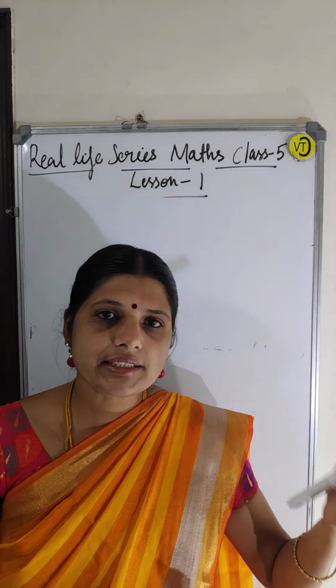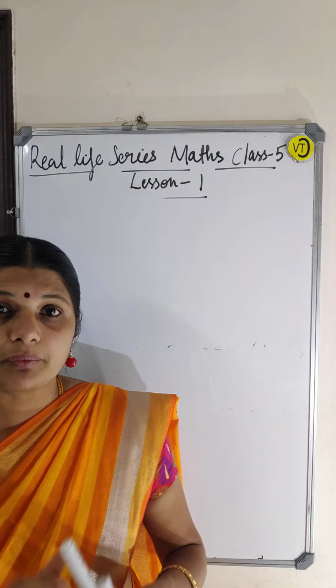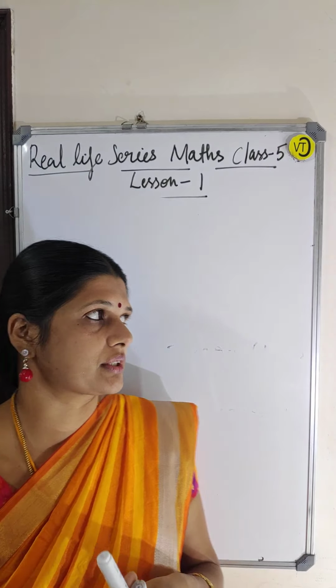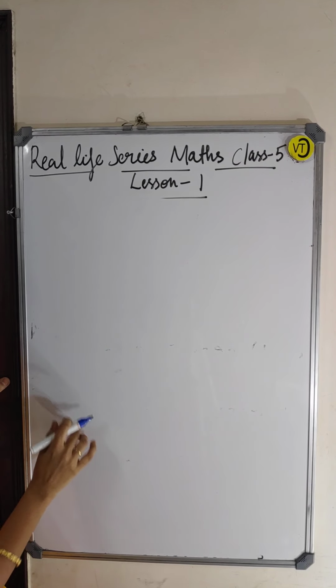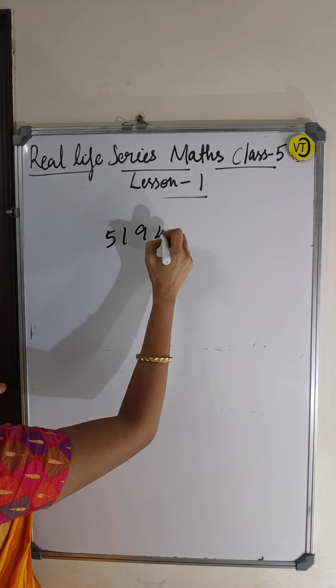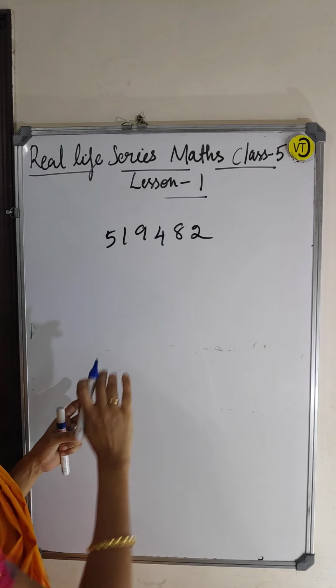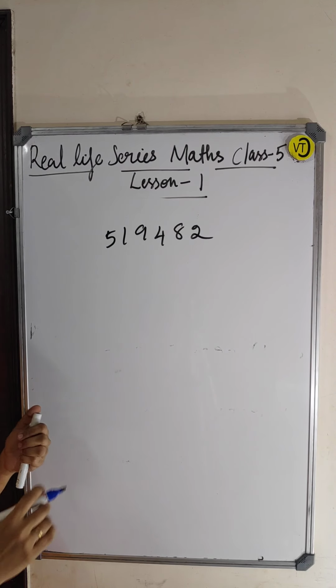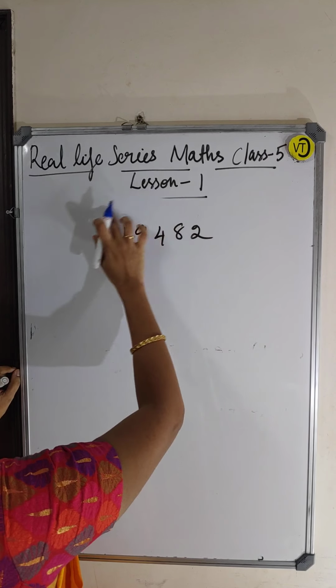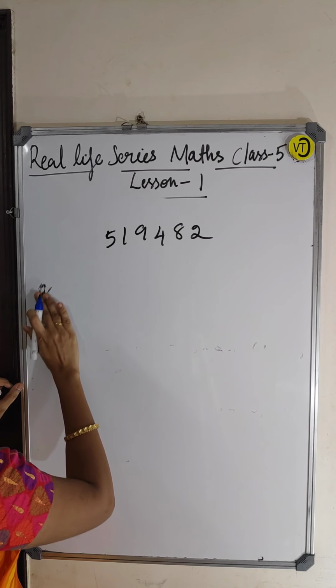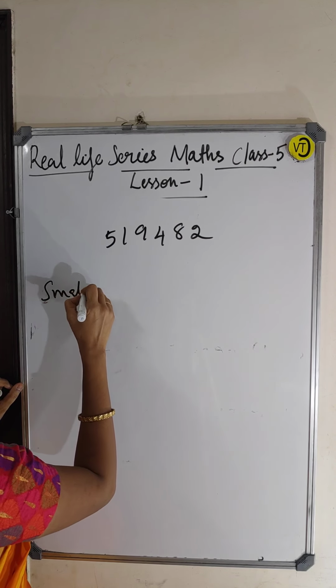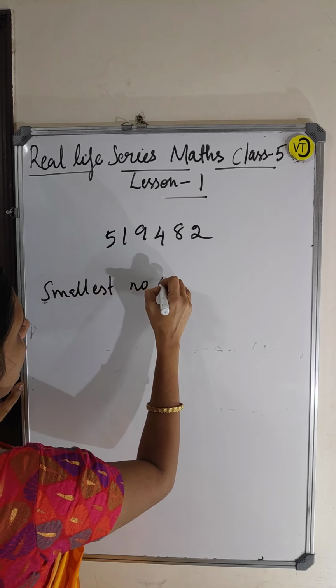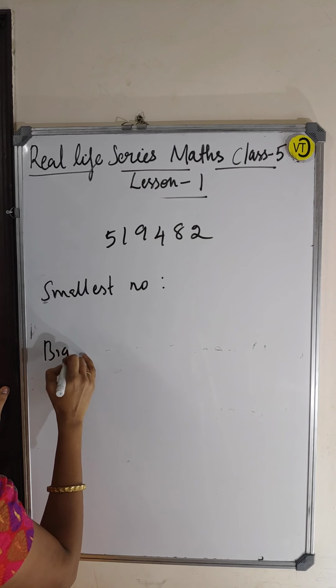Okay, next thing is the greatest number and the smallest number using a given set of numbers. See, they will give some numbers, 5, 1, 9, 4, 8, 2, something. They have given a 6-digit number. Okay, in this 6-digit number, you have to write the smallest number and the biggest number.